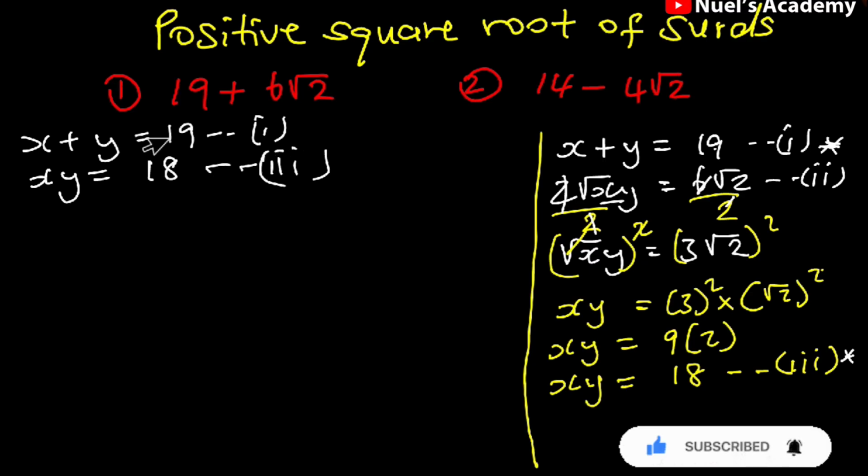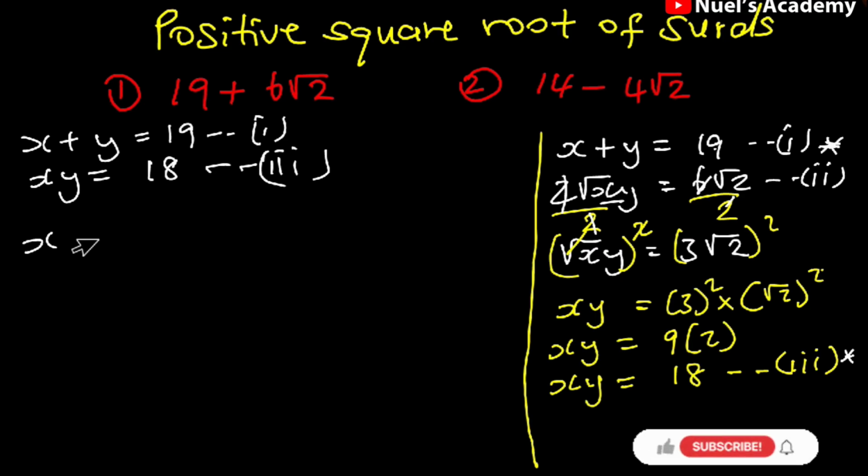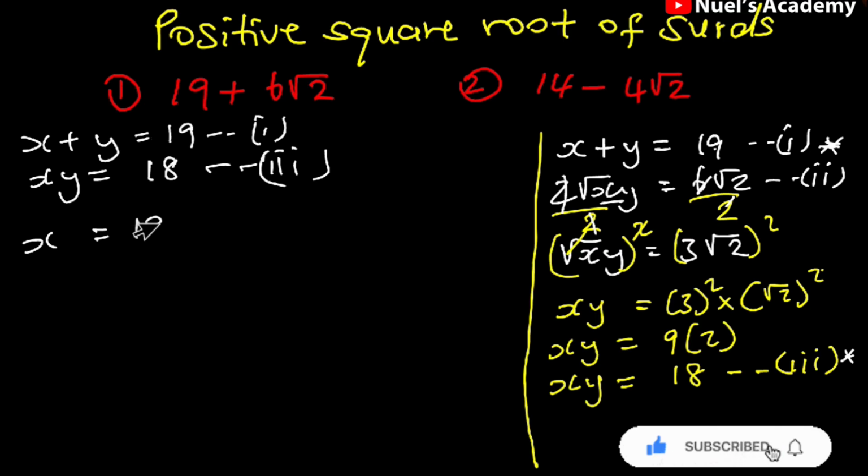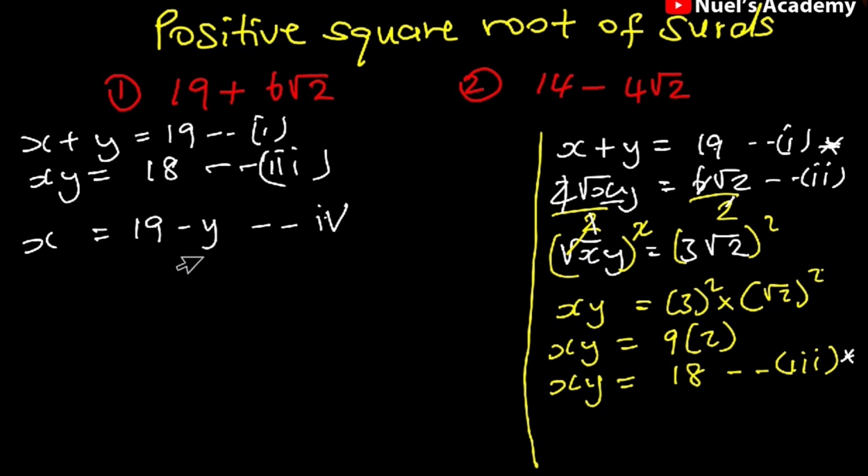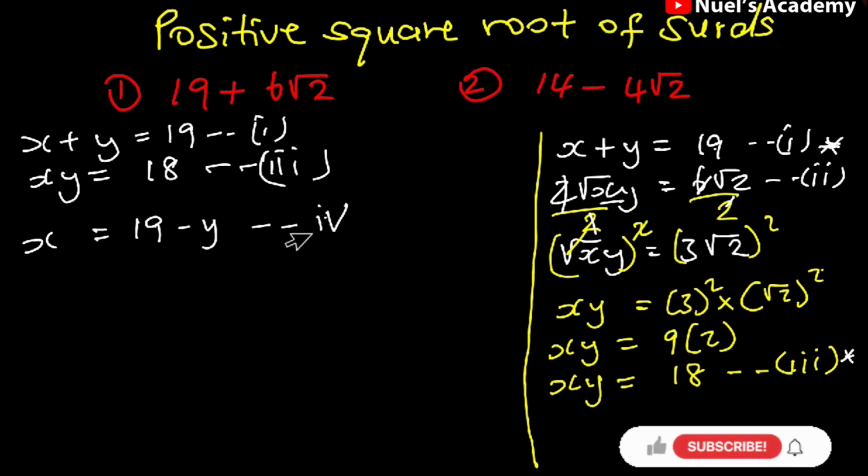So from equation I, let's make x the subject of the formula. If we make x the subject from equation I, we are going to have x equals 19 minus y. Let this be our equation IV. So we're going to substitute equation IV into equation III.